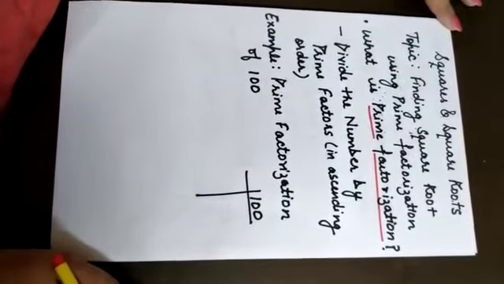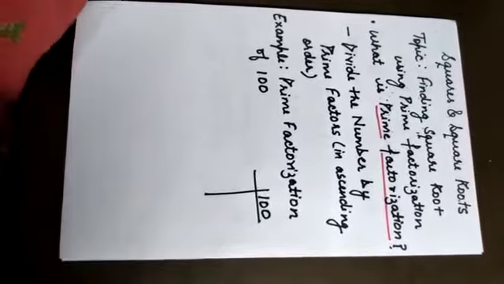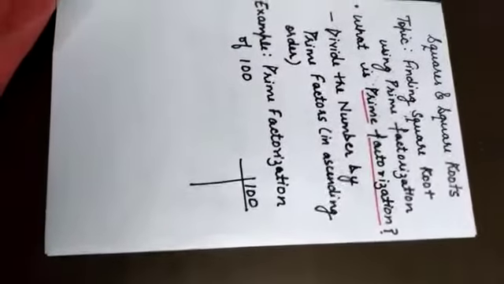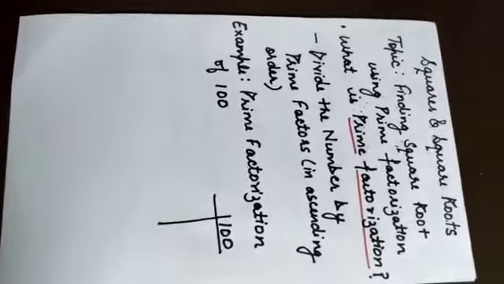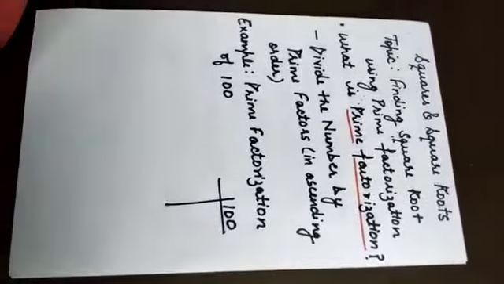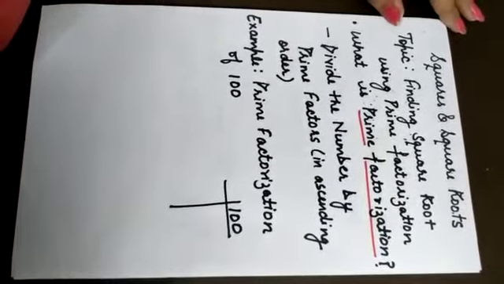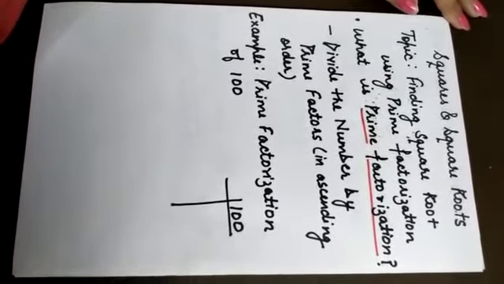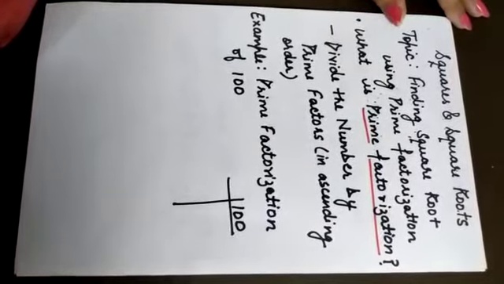You all know that prime factorization means dividing the number by prime factors, and that too arranged in ascending order. That means taking the least or the lowest prime factor first. So let us recapitulate fast by finding out the prime factors of 100.